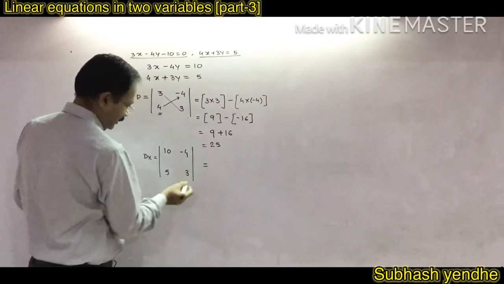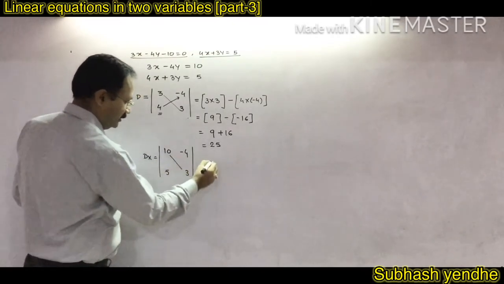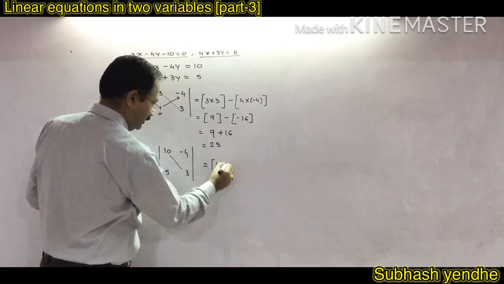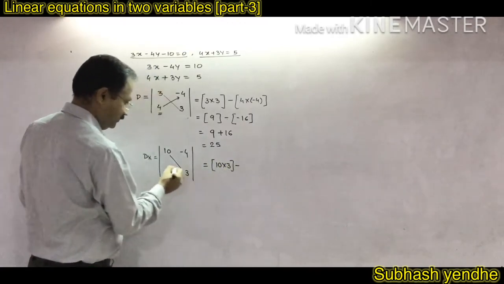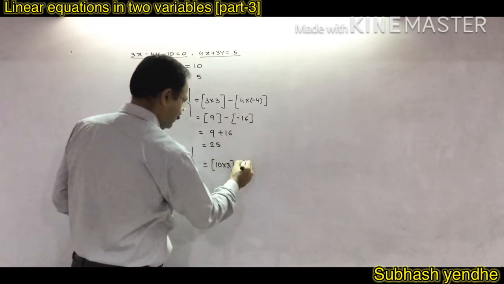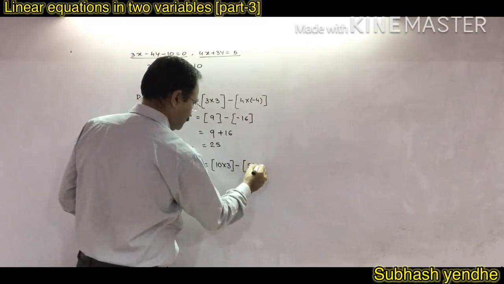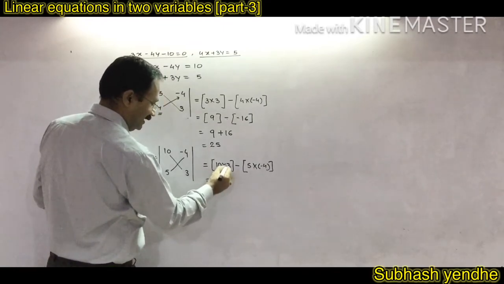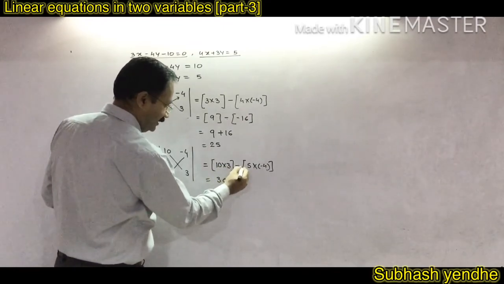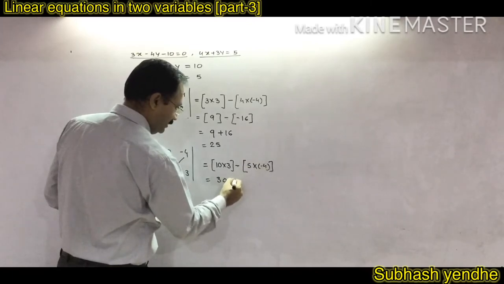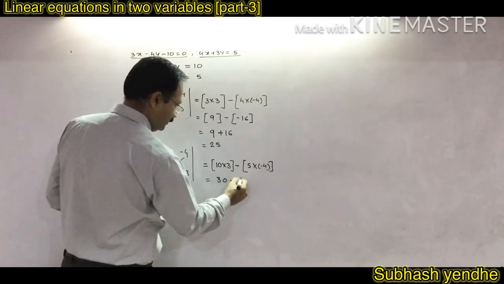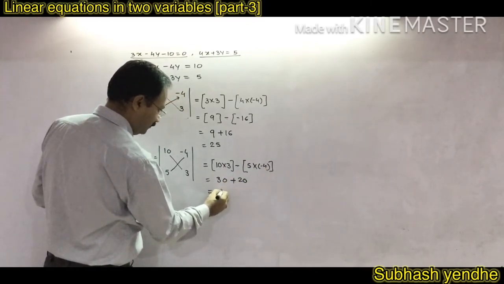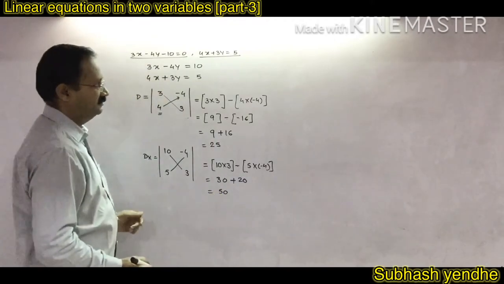So now, again the cross multiplication. 10 into 3, then minus 5 into minus 4. So equals 10 3s are 30, then minus minus will be plus, 5 4s are 20. Your answer for Dx is 50.